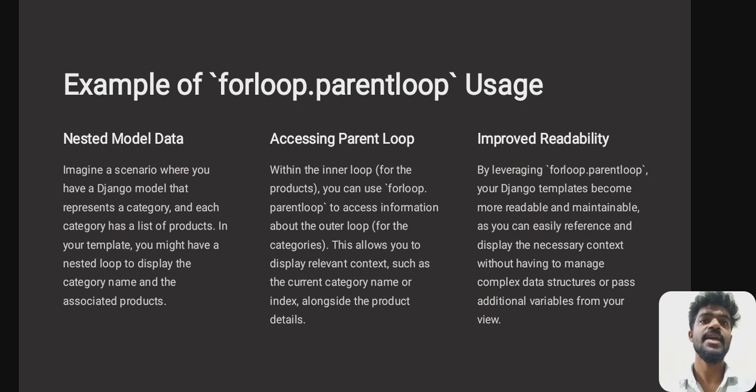Nested model data. Imagine a scenario where you have a Django model that represents a category, and each category has lists of products. In your template, you might have a nested loop to display the category name and the associated products. Accessing parent loop. Within the inner loop for the products, you can use forloop.parentloop to access the information about the outer loop for the categories. This allows you to display relevant context such as the current category name or index alongside the product details.